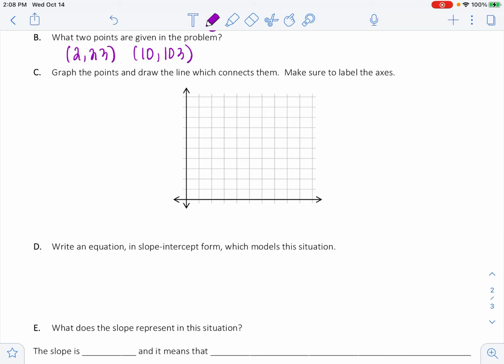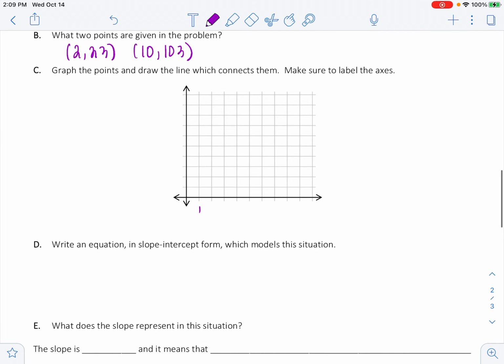Now, I don't like that it says draw the line that connects them because it implies that they are connected. I would rather you think about whether or not these points are connected. All right, so I need 2 and 10 on here. How many tick marks are there? There's 10. So I can go 1, 2, 3, 4, 5, 6, 7, 8, 9, 10. And this was the amount of months that passed.